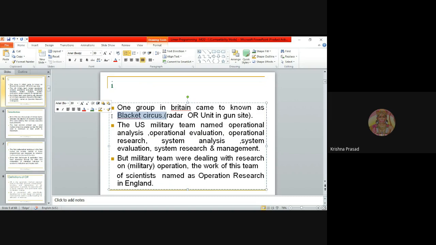What is that war which happened in those days? This particular thing was hijacked by the US military, and the operations conducted against the enemy were given a name called Operation Analysis. After some days, operations were evaluated like that, and at last people started to talk about operation research. It had a lot of other names: system analysis, evaluation, system research. A lot of names came, but at the end it ended up as operation research.